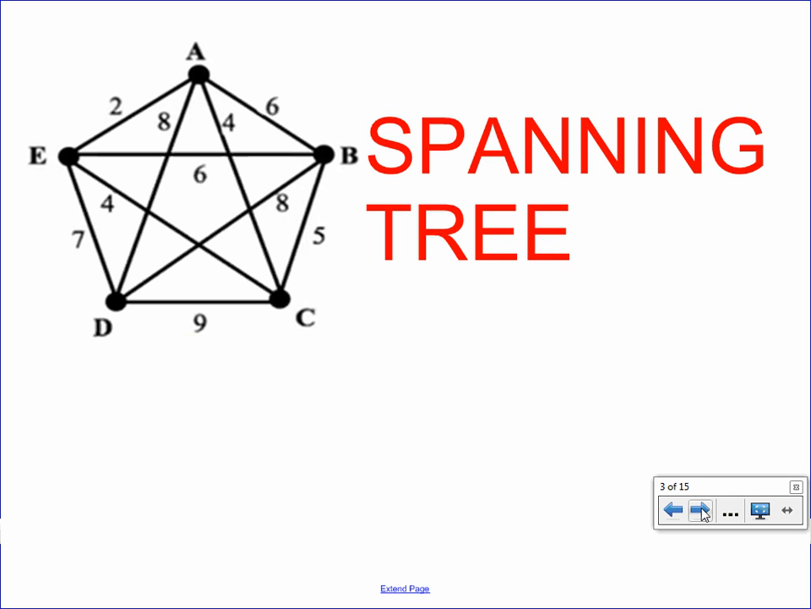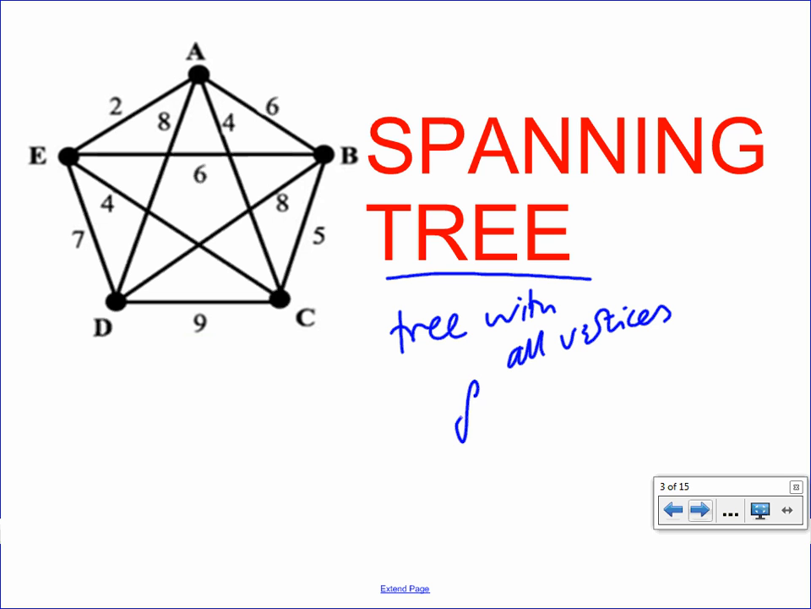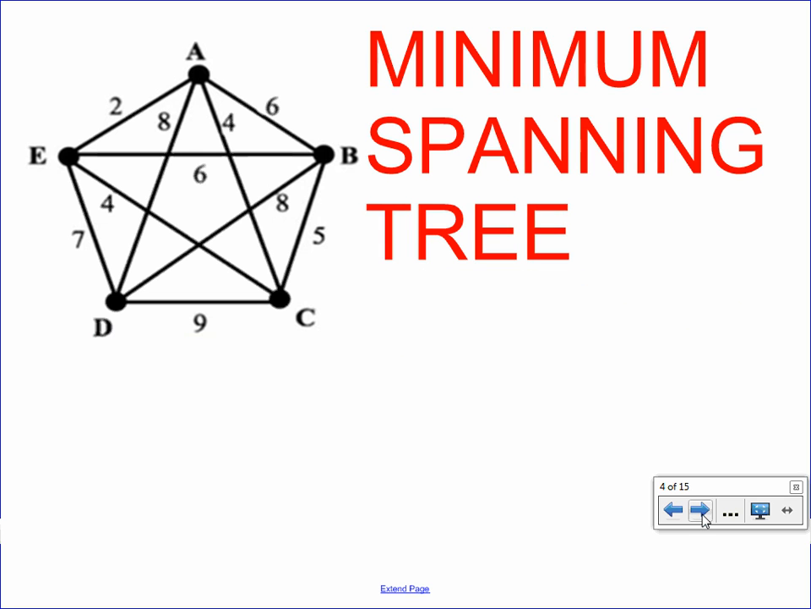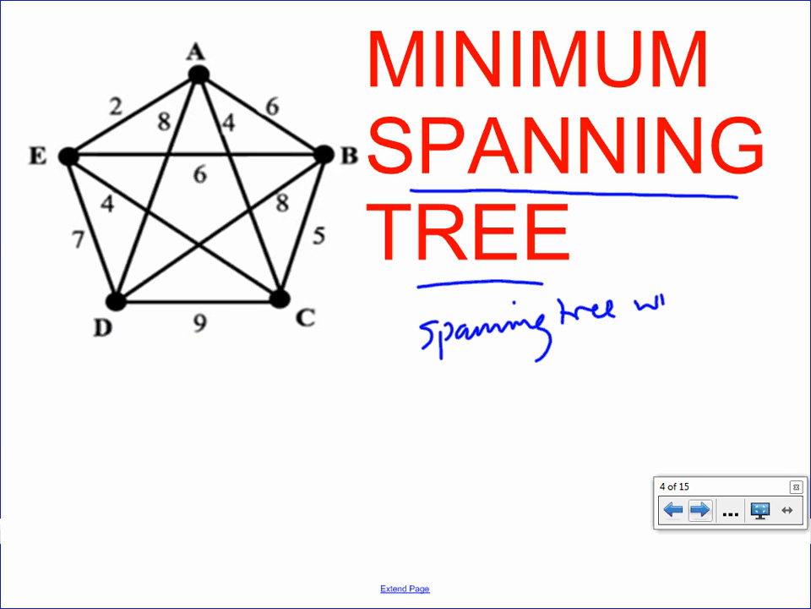Spanning tree. That's where all vertices are included. A tree with all vertices from the original graph included. So everything's included, so it spans the original graph. Minimum spanning tree. Spanning tree such that the weight is at a minimum. The total weight. Minimum total weight.